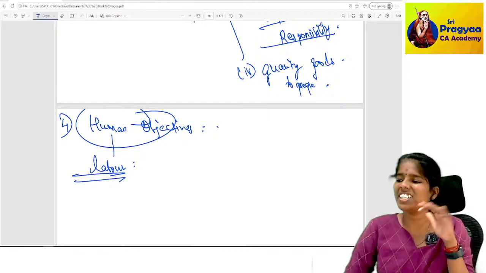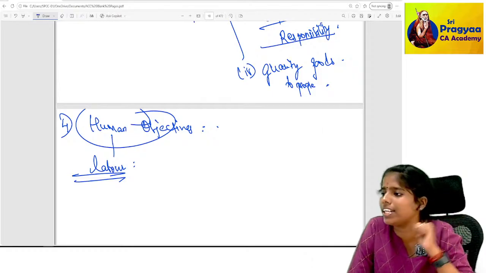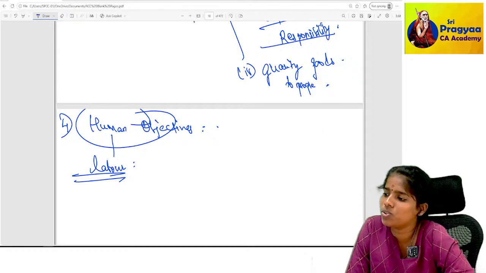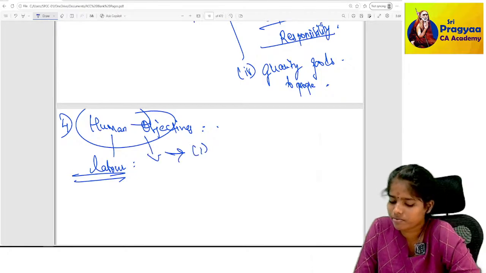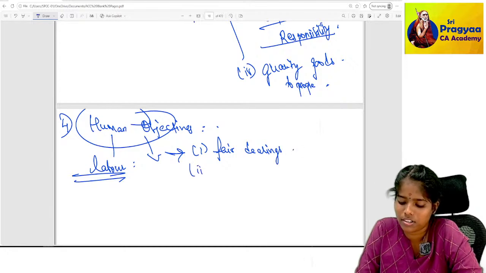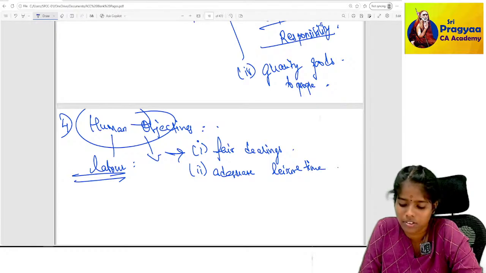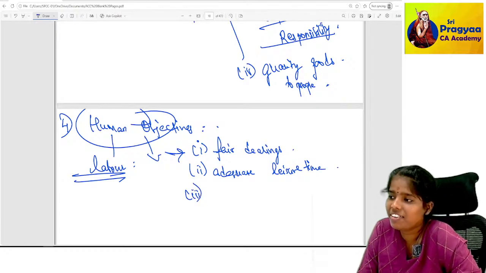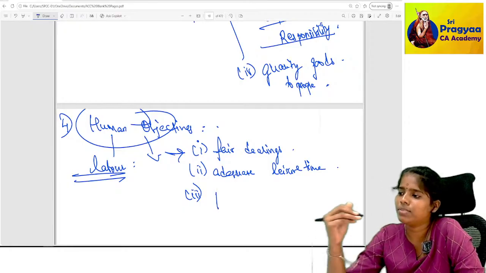Human objectives lie towards the labor of my organization. Employees are the greatest asset of any organization. So I need to know how to deal with them. What are the employee objectives that I can pursue? Giving them proper wages, proper salary, fair dealings between employer and employee, adequate leisure time, and giving them personal training. For example, the employee has to grow in his personal career, correct?